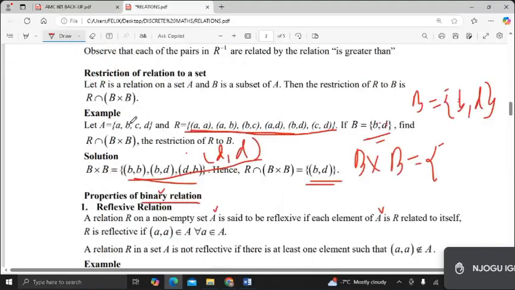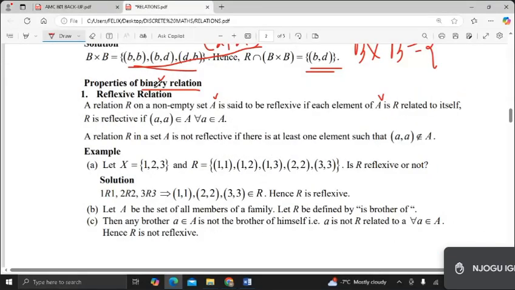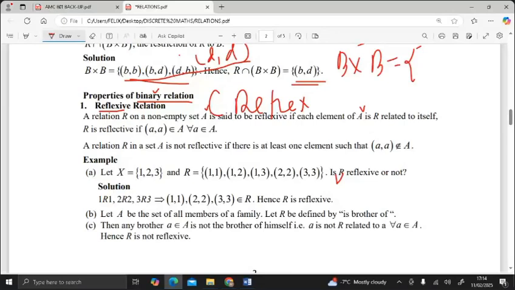So here we are. We have now the properties of a binary relation. So we are confining ourselves to the first type of relation. And we're told that we have the first property, which is what we call reflexivity. At times this is referred to as the reflexivity property. So when do we say that a relation is reflexive?